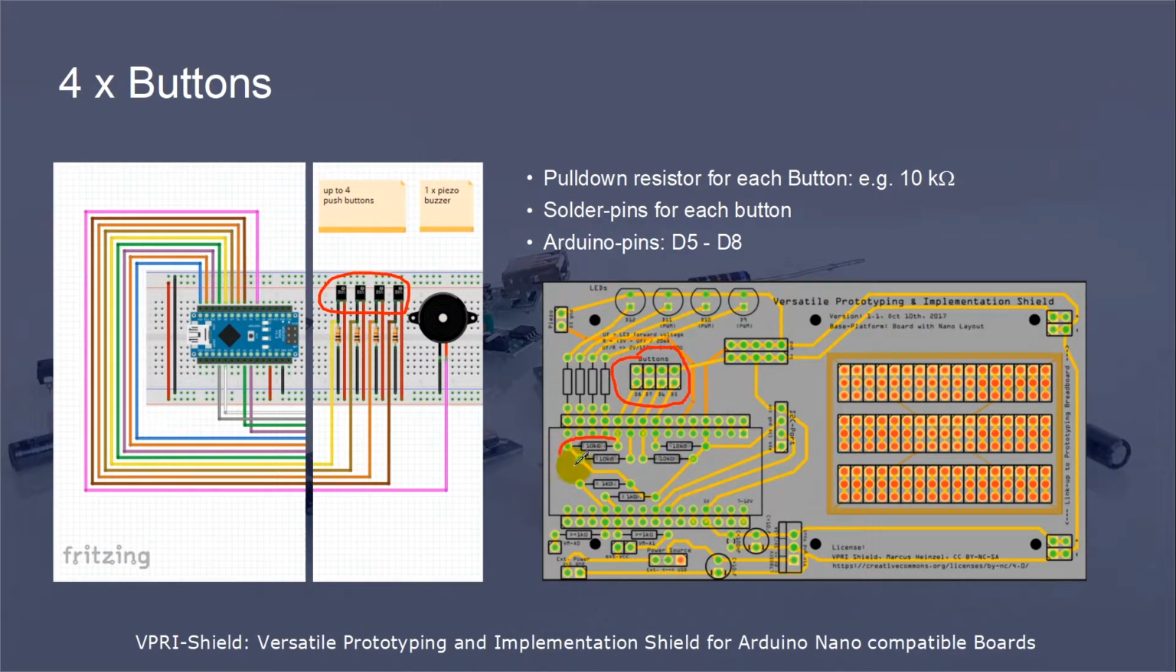For each button there is a location for a pull-down resistor. In my devices I always use 10 kiloohms, but other values are possible. The Arduino pins D5 to D8 are used to support a button. You find the buttons and the solder pins here in the hardware design view.